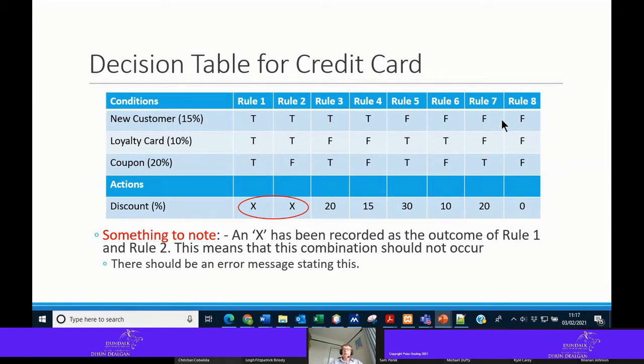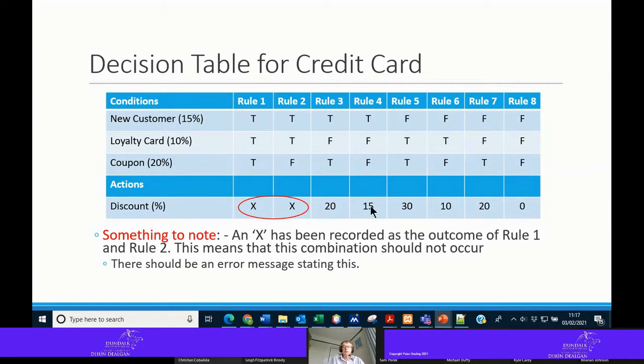So we've got essentially our truth table, false, false, all the way up to true, true. What we're looking at here is a new customer, a loyalty card, and a coupon. Can you have that? No, so there's an X there. And the same here where you have a new customer and a loyalty card, because obviously you can't be a new customer and have a loyalty card. That tells us an error message should be flagged there.